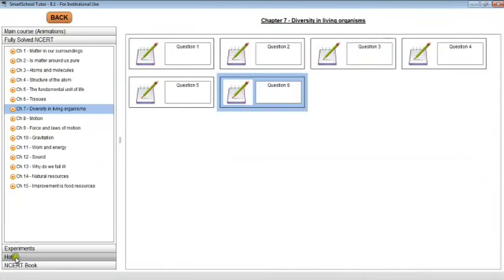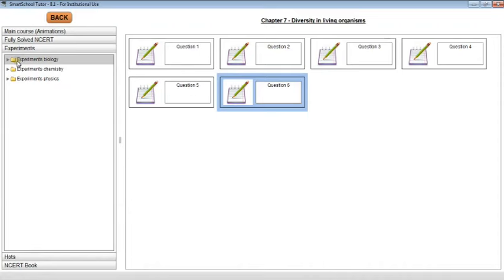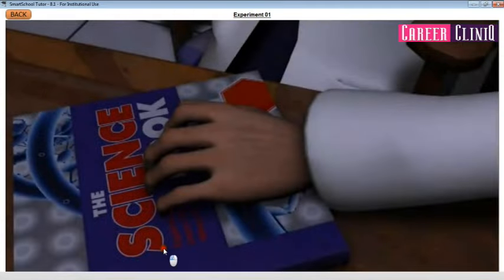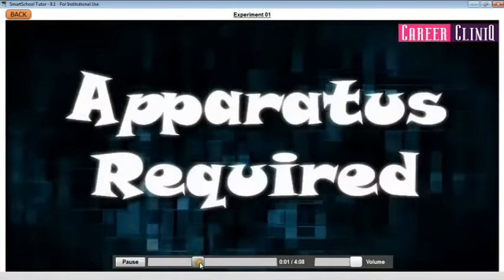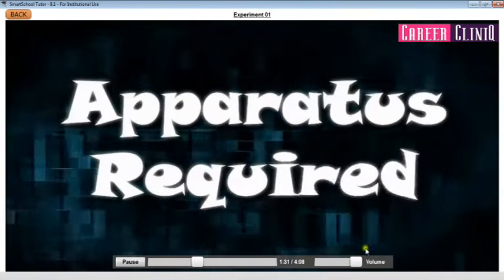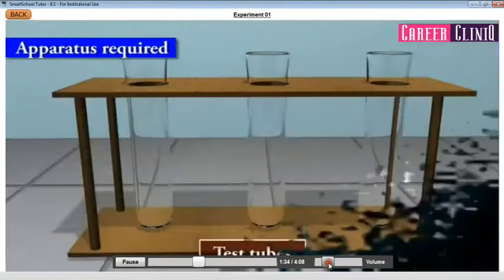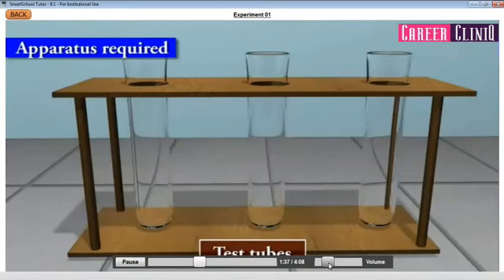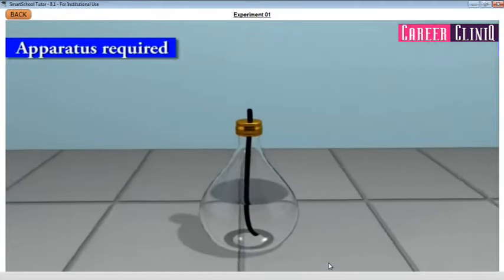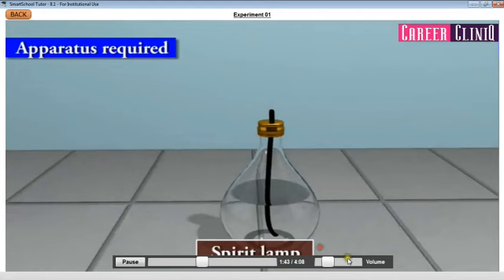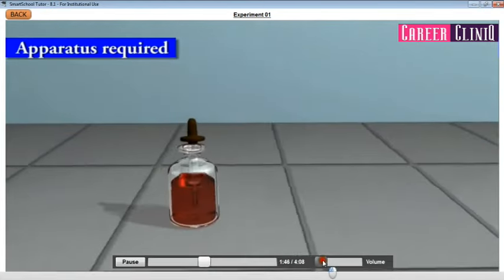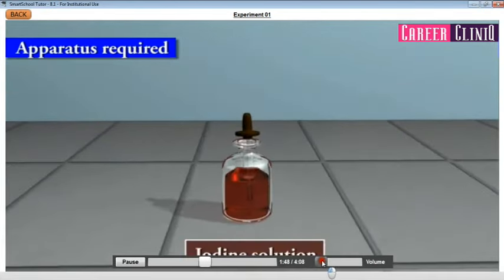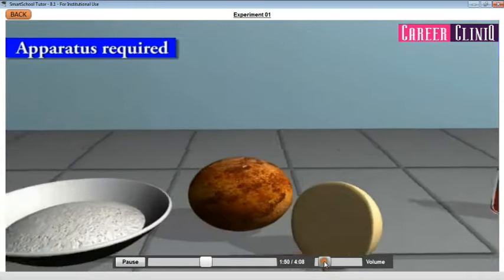We have added another portion called the experiments. Here in the experiments, you can see the experiments that you do in the labs. Experiment number 1. So here we give you the complete working of the experiments, right from the apparatus required to the procedure and the outcome, how to do it. Even without going to the lab, you almost get a feel that you are in the lab and you are practicing it as if for real.